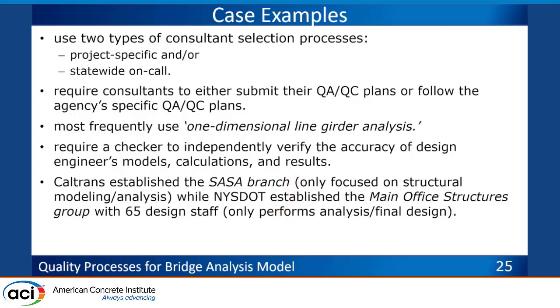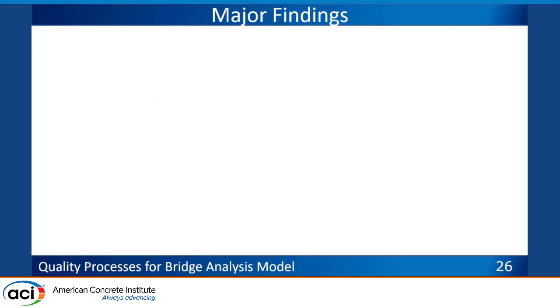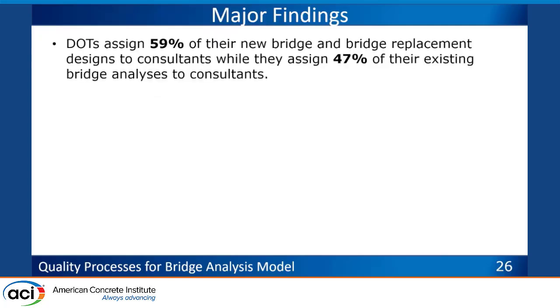For example, California Department of Transportation has a specialized branch on structural modeling analysis only. New York State DOT also has the modeling design branch with 65 design steps. So these are more of a specialized type of groups. They have training documents. They have Bridge Design Academy. They introduce different types of analyses, tools, etc. So you can find these in the project report, which I'm going to give you the link to. It's a public document. It's published, so you can download it.